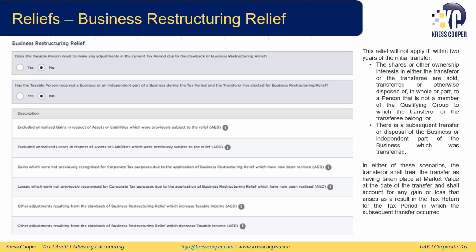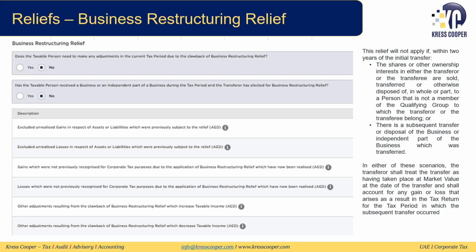So in either of these scenarios, the transferor shall treat the transfer as having taken place at market value at the date of the transfer and shall account for any gain or losses that arise as a result in the tax return for the tax period in which the subsequent transfer occurred. So this is the clawback which they're asking over here, that if one of these events has occurred, since we have taken it at book value, now we need to take it at market value.